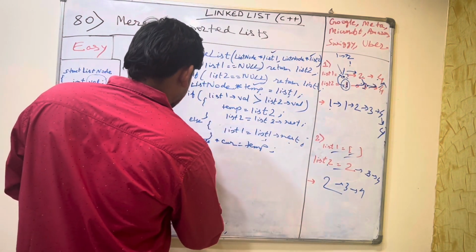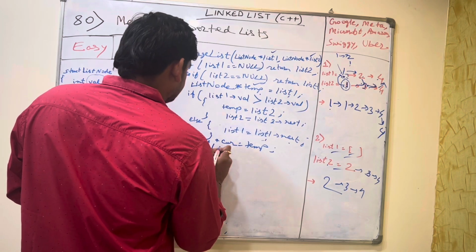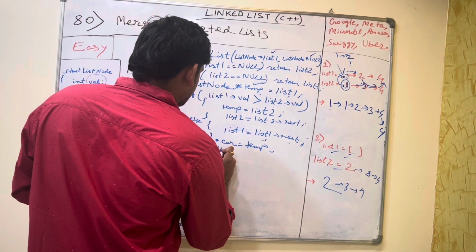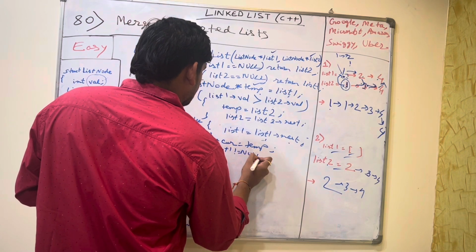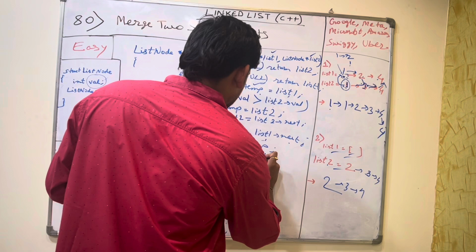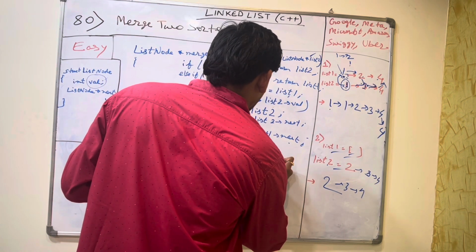Now we'll traverse like this, while list 1 not equal to null, or list 2 not equal to null.